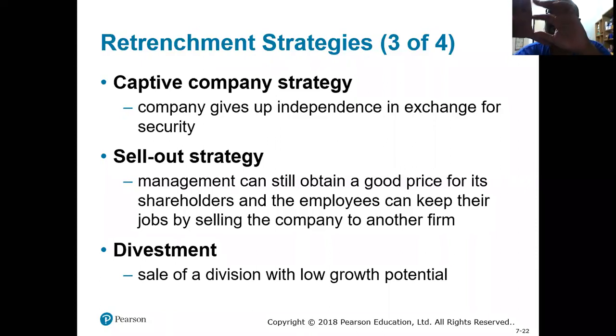An example is Geely and Proton. At one time Proton sold, I think, half of their shares to Geely. Now Geely partly owns Proton. Okay, this is a captive company strategy.